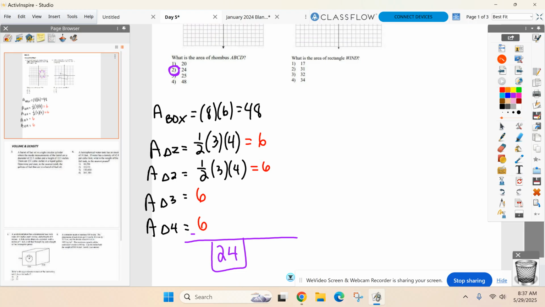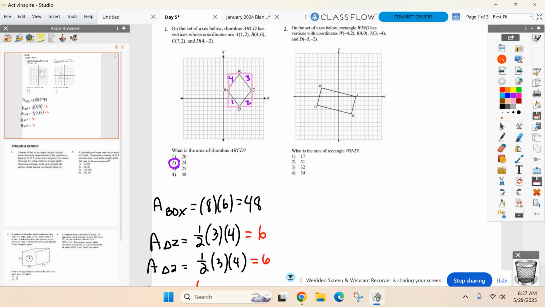The other thing I would definitely be prepared for when we take the Regents is not only find the area, find the perimeter too. Can't use box method there. We're going to have to use distance formula, right? If I'm going to ask to find the perimeter. So be prepared for area and perimeter of a figure on a graph.